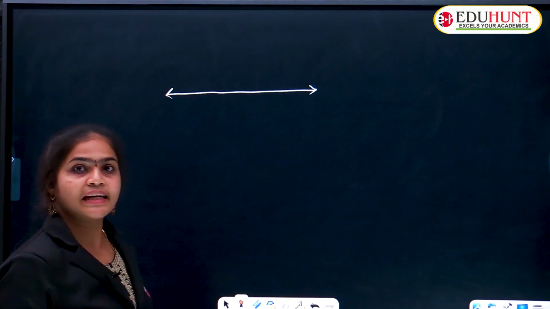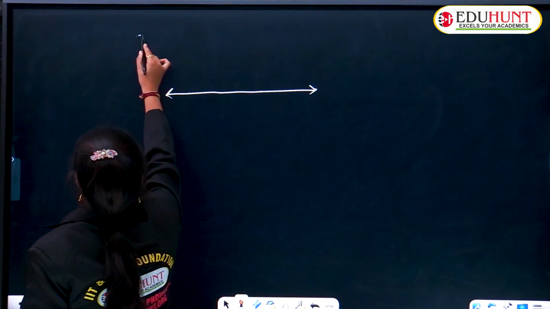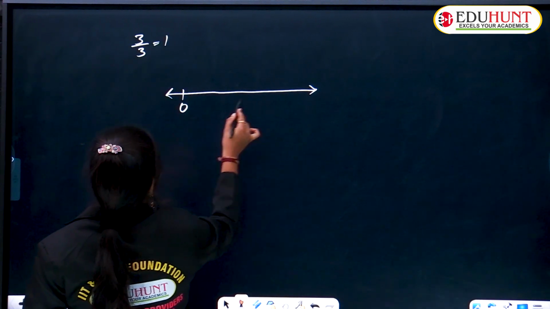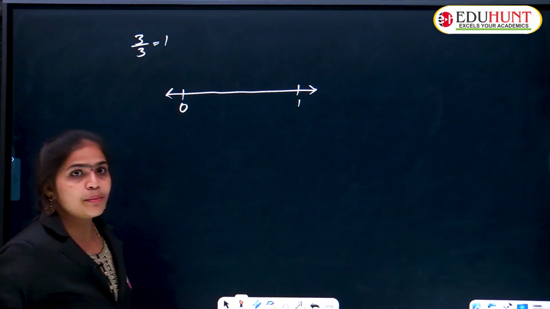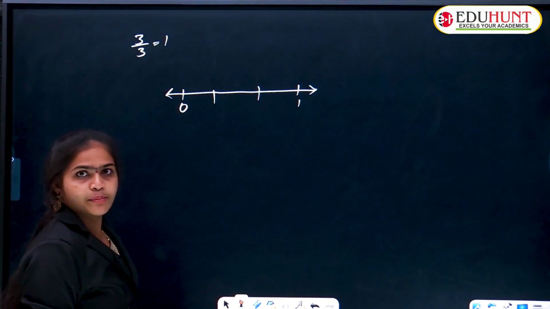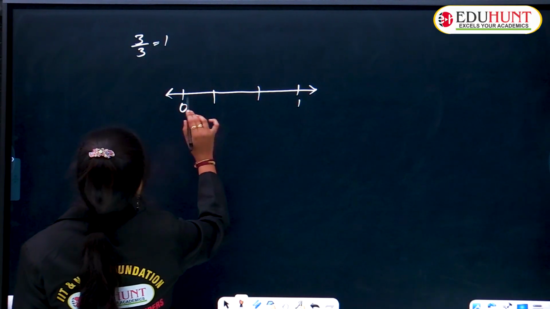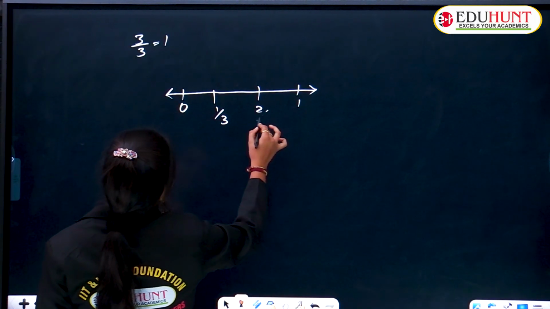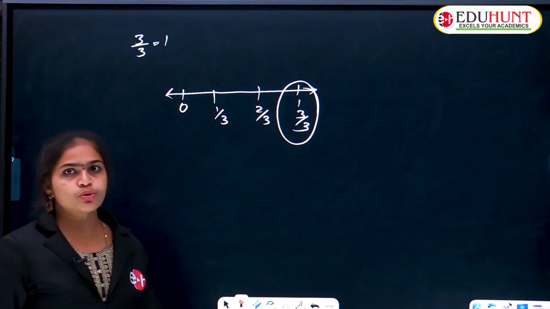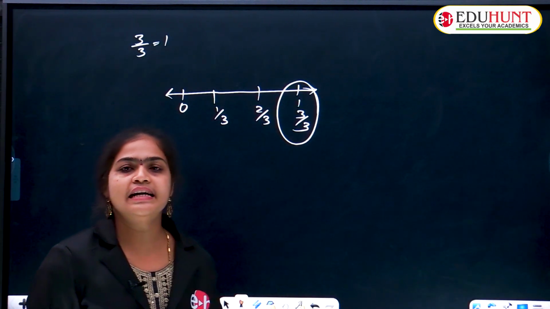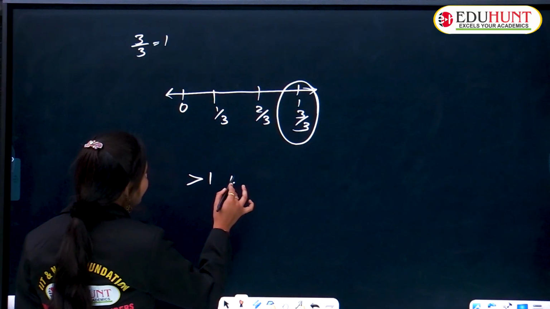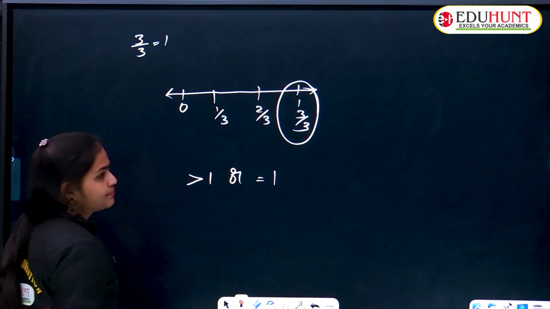Where can we say that it equals 1? For example, 3 by 3 I took, 3 by 3 means equals 1, I said. Here this is 0 and this is 1. Here the total number of parts is 3 only, 1, 2, 3. Total number of equal parts, 3 by 3: 1 by 3, 2 by 3, 3 by 3. 3 by 3 is nothing but equal to 1 only. That's why the improper fraction value is greater than 1 or equal to 1.